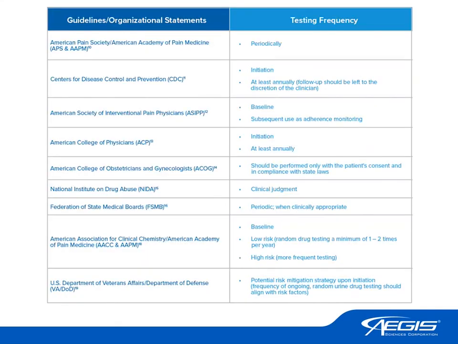This slide provides some examples of guidelines and organizational statements and their recommendations regarding testing frequency. As you can see, there are a range of recommendations that are presented, and some guidance is more specific than others, while some guidelines reference clinicians utilizing their professional judgment on how often testing is medically necessary. There may be additional guidelines and regulatory requirements a clinician wishes to consider in evaluating testing frequency.